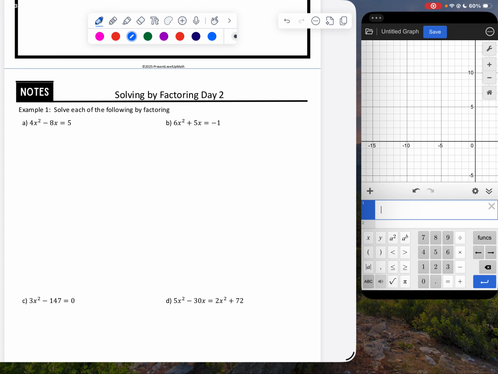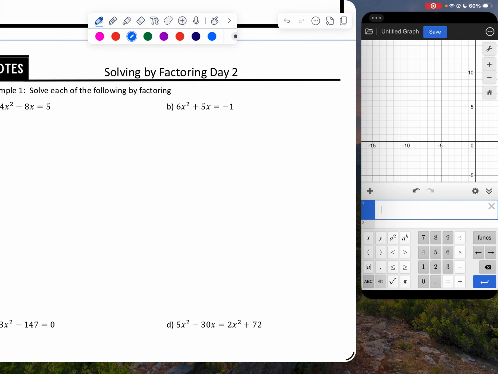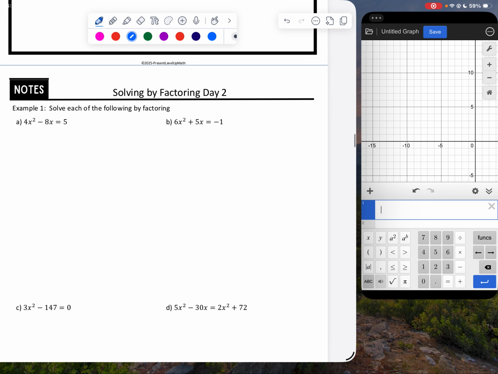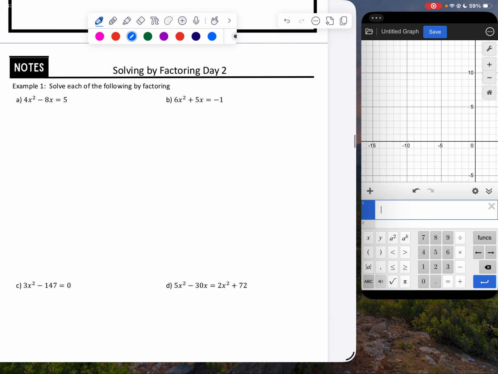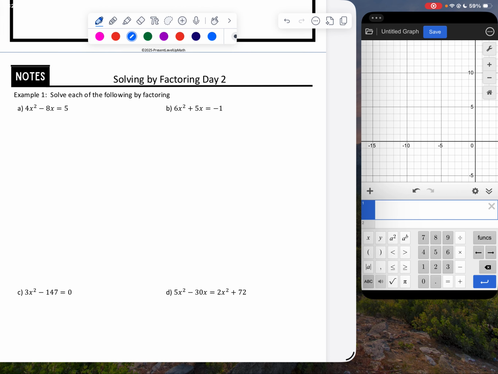In today's lesson, we will be exploring solving quadratic equations by factoring. This is part 2 of a two-part lesson. In this lesson, we will be using the steps we learned in our previous lesson, and I will be factoring all the problems using the AC method. If you learned a different method of factoring, feel free to use the method you're most comfortable with.